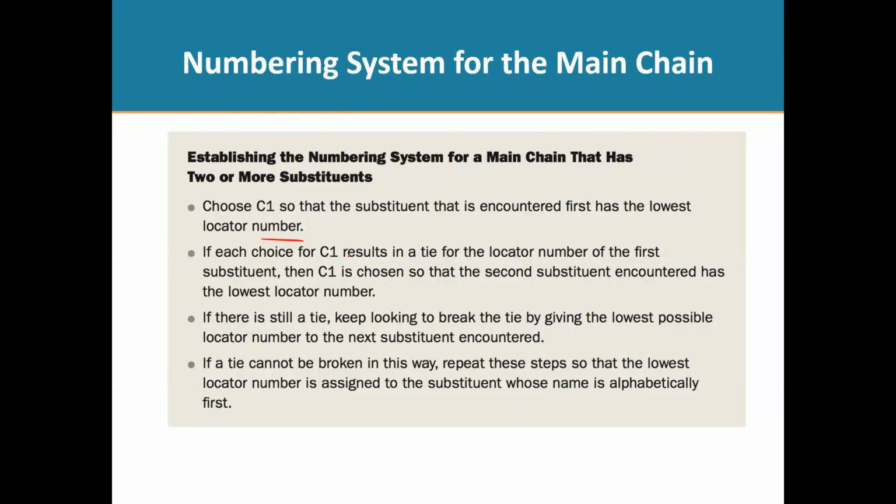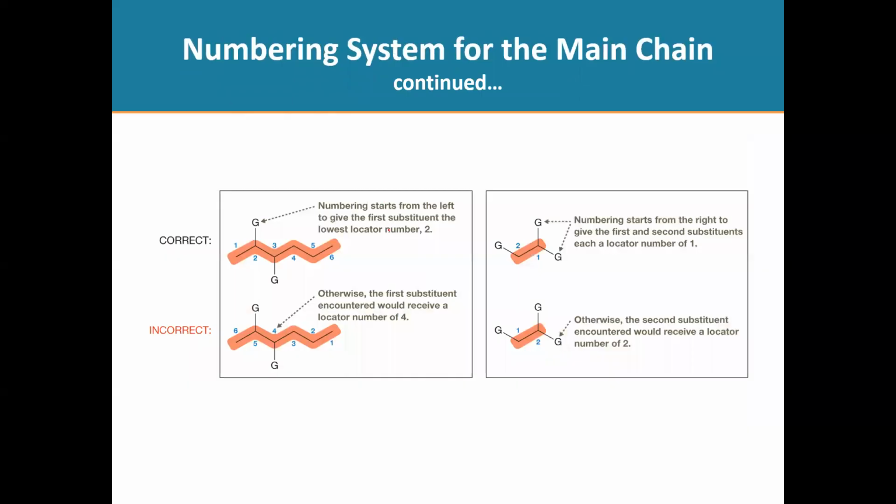If each choice for C1 results in a tie for the locator number of the first substituent, then C1 is chosen so that the second substituent encountered has the lowest locator number. And this goes through some tiebreakers right here. So this would be the correct numbering. Numbering starts from the left to give the first substituent the lowest locator number. So this is the first substituent encountered. Remember, we could have started on this side.